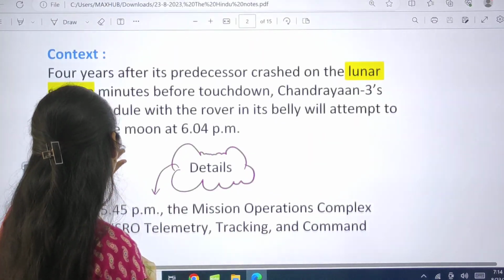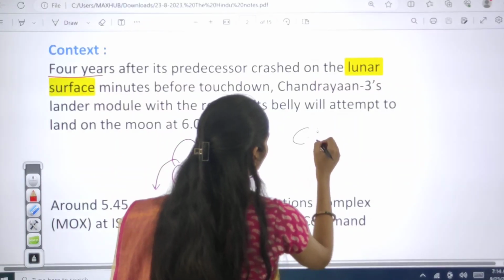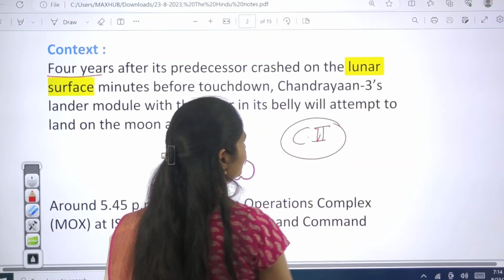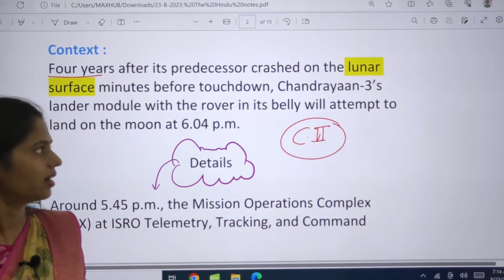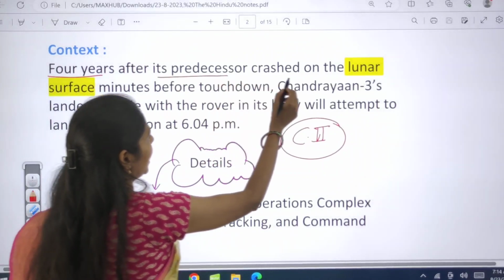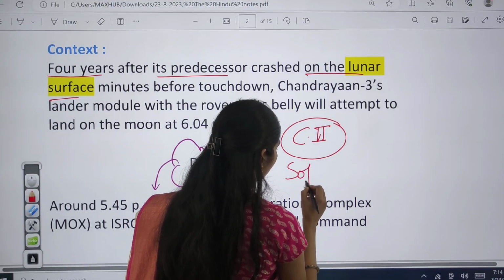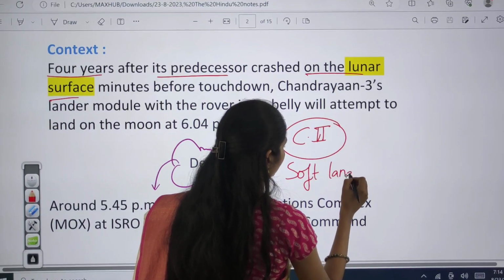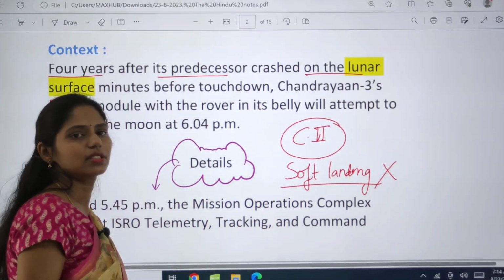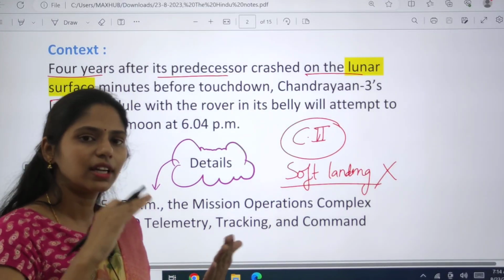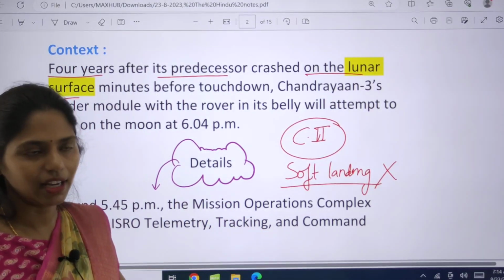So what is the context? Four years ago, we launched the Chandrayaan 2 mission. And actually, Chandrayaan 2 was a failure mission, right? After its predecessor crashed on the lunar surface, we aimed for a soft landing on the moon surface. But this soft landing was not possible with Chandrayaan 2. And actually what happened is, the connection between Chandrayaan 2 and ISRO had been lost. So because of this, it is a failure mission.